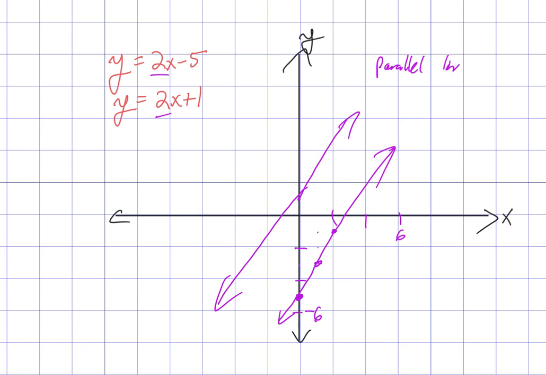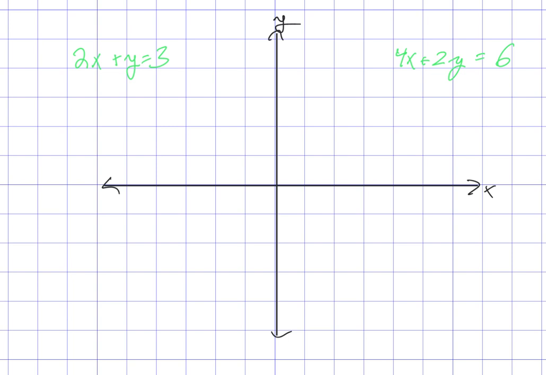So these lines are parallel. Parallel lines don't intersect, which means there is no solution. There is no solution since those lines will never intersect. Go ahead and do these, hit pause, and then come back.